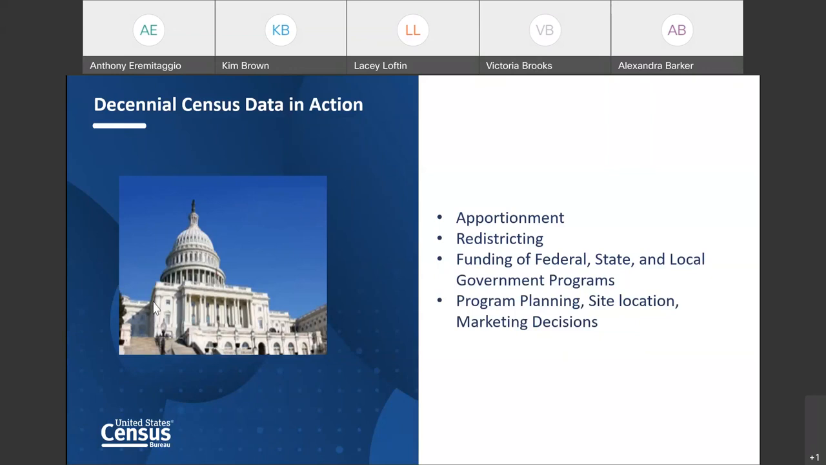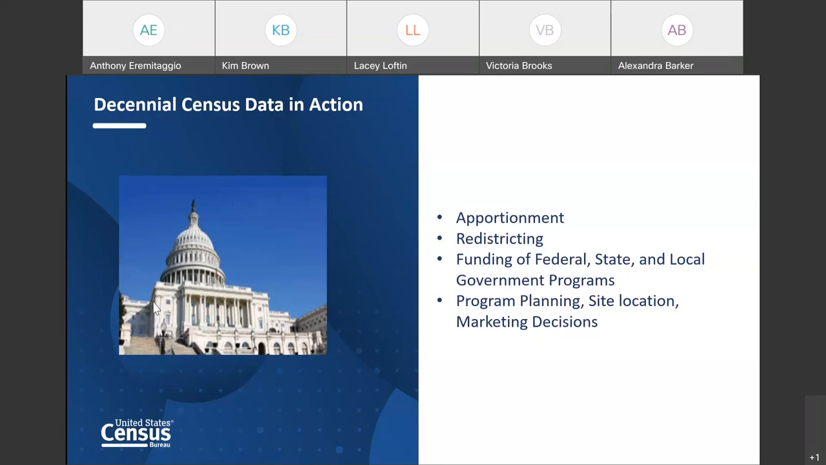Decennial census data in action. What this primarily is, what we've talked a little bit about already, is the apportionment, redistricting, funding of federal, state, and local government programs, program planning, site location, and marketing decisions. A census was written into our Constitution as a means of apportioning the number of representatives each state has in the House of Representatives. And within the state, census data provides the basis by which state and local governments redraw the boundaries of local, state, and congressional election districts.